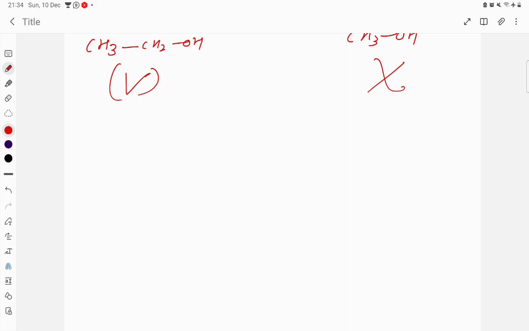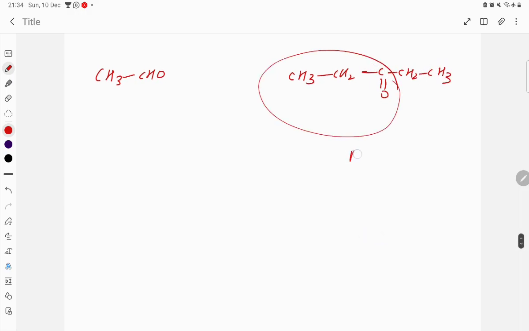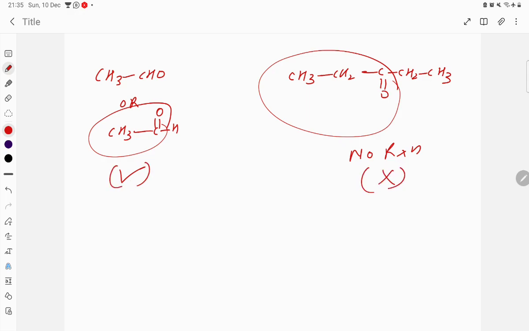Is there any other problem which I can get? One more problem can be asked. The question can be CH3CHO and CH3CH2 C double bond O with CH2 and CH3. This is the ethyl keto group, it has no reaction, and this is the methyl keto group, CH3 C double bond O and H. So this will give positive and the other will not give, right?